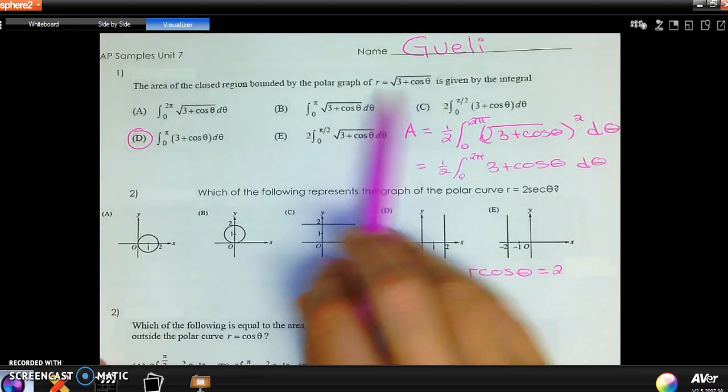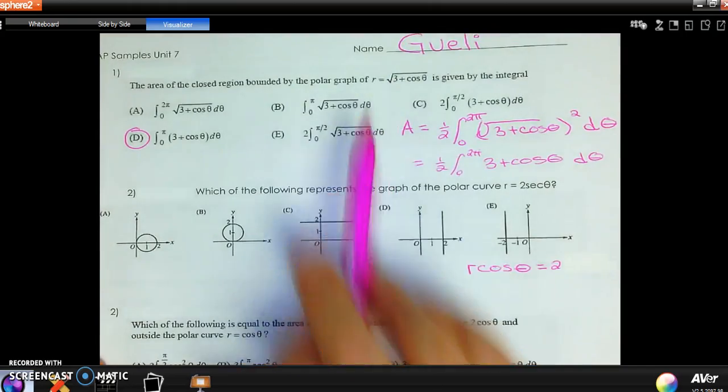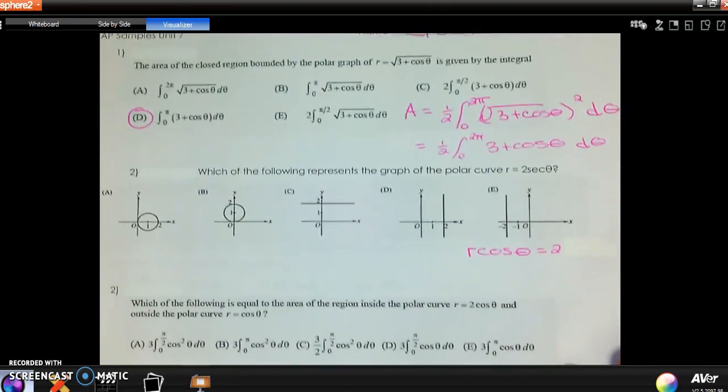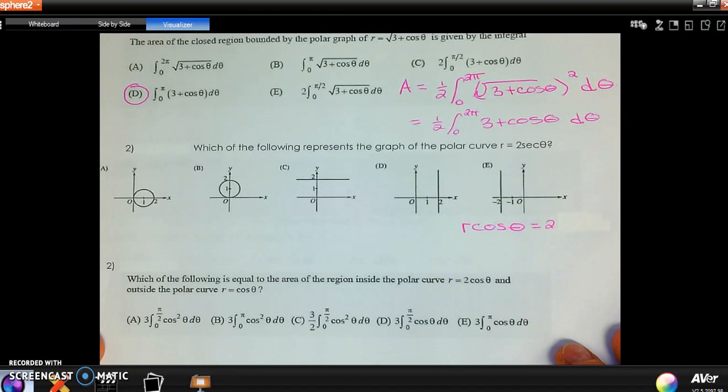If you wanted to graph that, you could throw that in your calculator. I would predict that this would be a non-calculator question, so if you needed to be able to graph this, you may have to make a table to graph it out. Okay, so moving on to question 2: which of the following represents the graph of the polar curve r equals 2 secant theta?